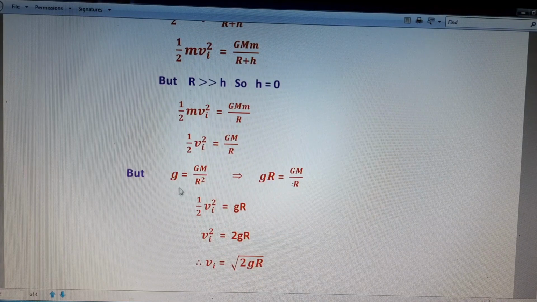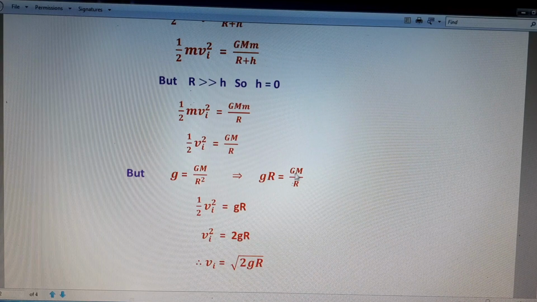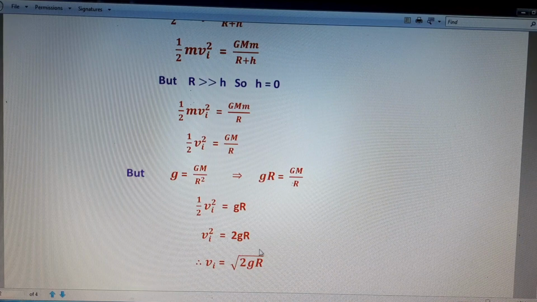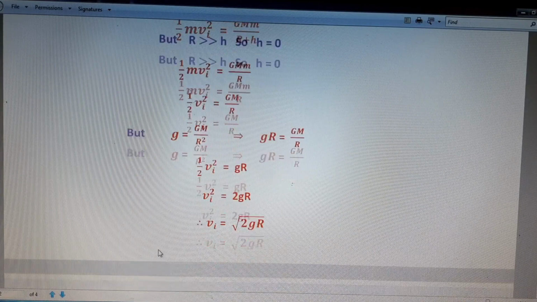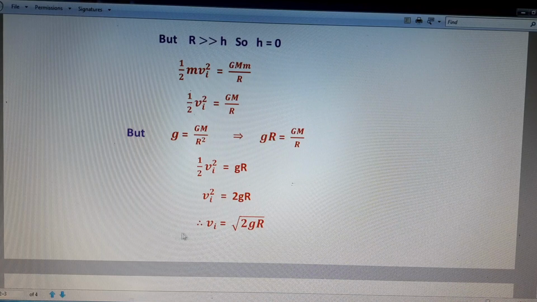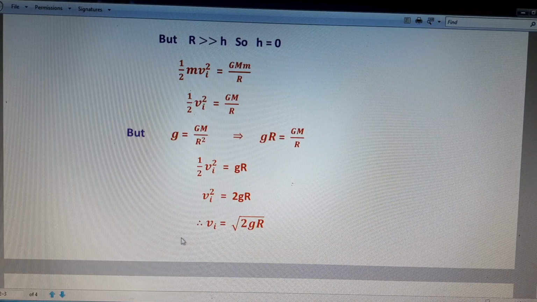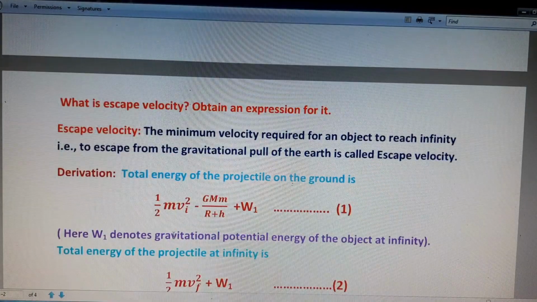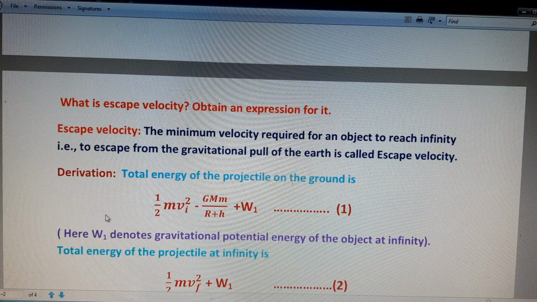But there is a relation between small g and capital G: g is equal to GM by r squared, so gr is equal to GM by r. So half vi squared is equal to gr, vi squared is equal to 2gr. Therefore vi is equal to under root 2gr. So this is the final equation for the escape velocity of the object, where g is the acceleration due to gravity and r is the radius of the planet. So this is the 4 marks question on escape velocity, and we can derive the equation for escape velocity.